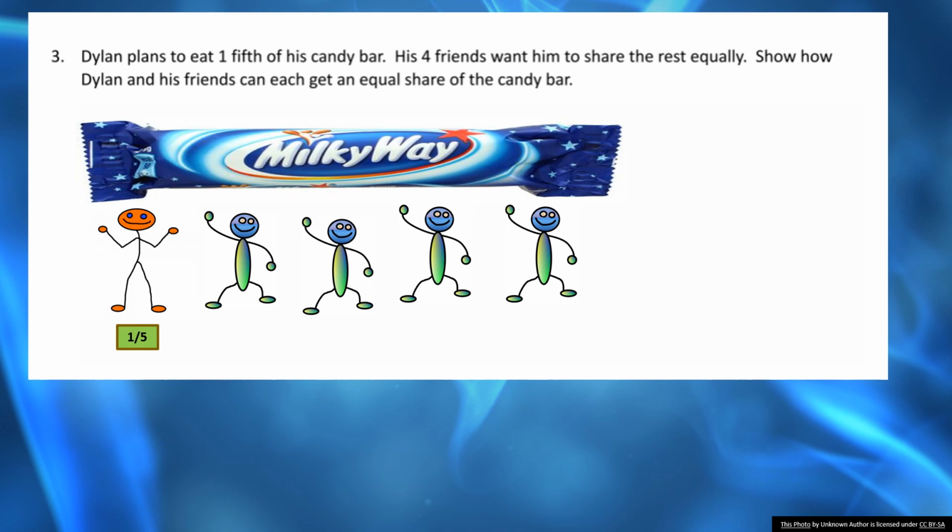Okay, so make sure you draw Dylan, his 4 friends, and the candy bar. You can make that a big rectangle. All right, so how many people do we have? Including Dylan, we have 5 people. So that means that we need to cut our candy bar into 5 pieces or fifths. So, let's see. 1, that's a piece for Dylan.